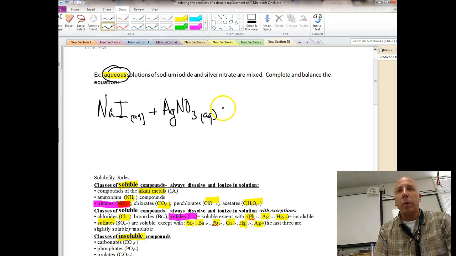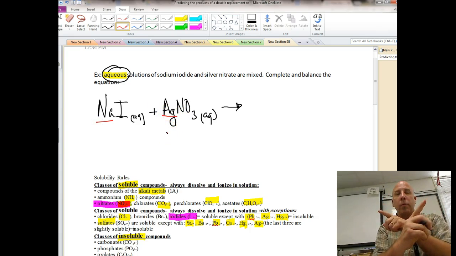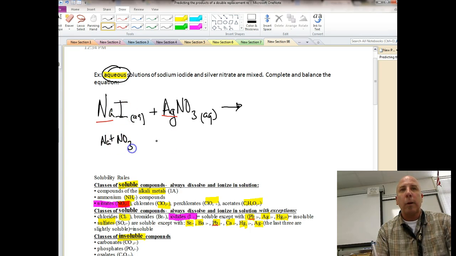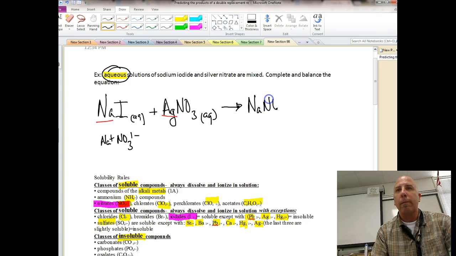Now what we're going to do is predict what our products are. This is a double replacement reaction. Sodium and silver are going to swap places. They're going to switch places. But when we write the new formula, we have to look up charges and crisscross those charges. We're going to have the sodium ion, which is 1+, and it's going to combine with the nitrate ion, which is a 1-. Crisscrossing those charges, we get sodium nitrate.